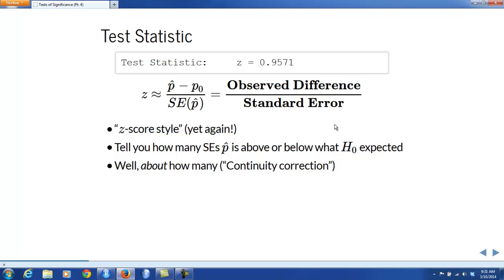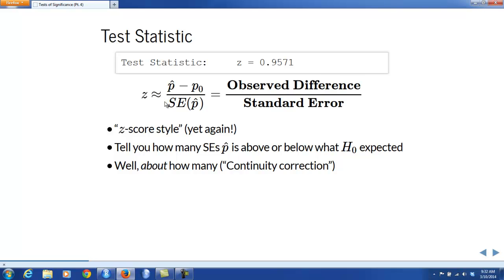This test statistic is telling you how many standard errors the p hat is above or below what the null hypothesis expected it to be. Well, actually, to be perfectly honest, it's telling you about how many standard errors above or below. The reason is that it's only approximately given by the formula that we show here.